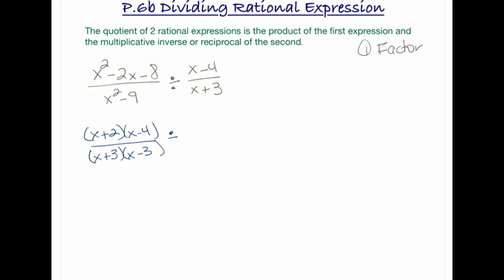And I'm going to leave this division symbol here for a moment, and I'm going to factor that second rational expression, and it's already factored. I can't go any farther. So I got x minus 4 over x plus 3.